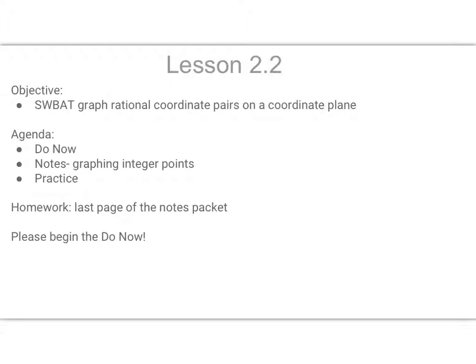All right, for this lesson, lesson 2.2, we're going to continue graphing coordinate pairs on a coordinate plane, but the difference between this lesson and last lesson is that your coordinate pairs might be rational numbers, which, if you recall, means they could be decimals or fractions. So we're going to see how you handle that situation when you're graphing coordinate pairs today. So go ahead and turn to the next page, and we're going to just quickly review the do now answers.